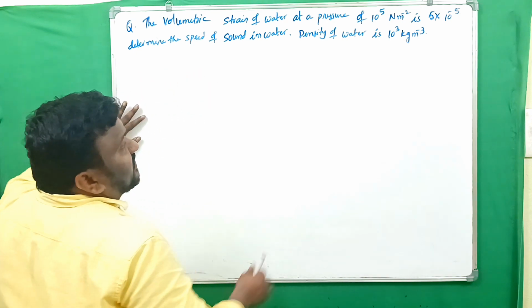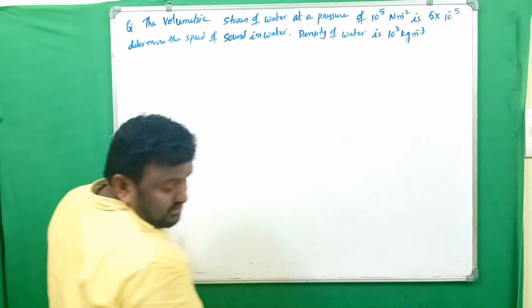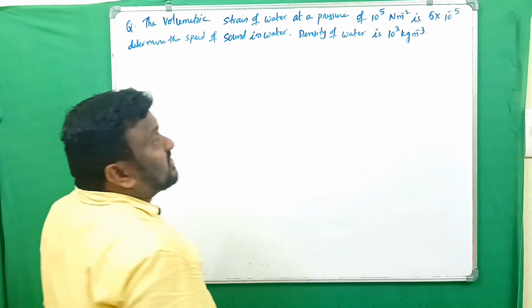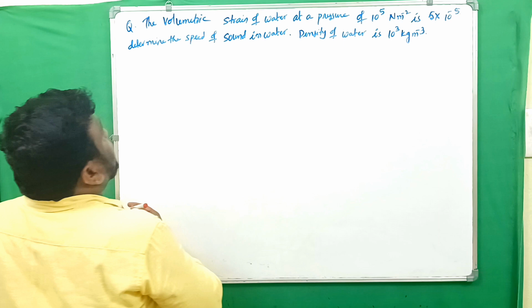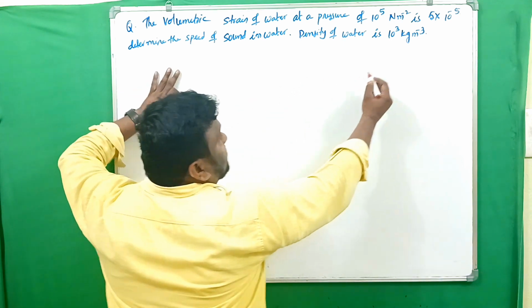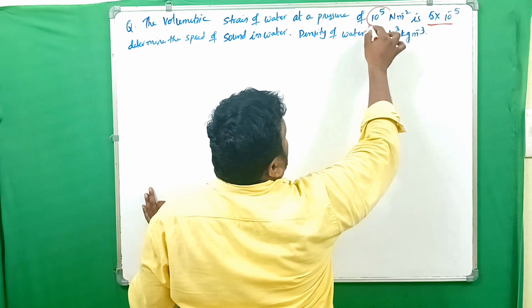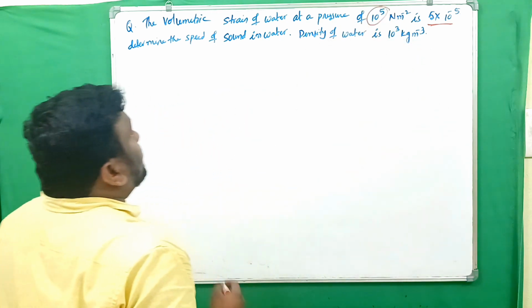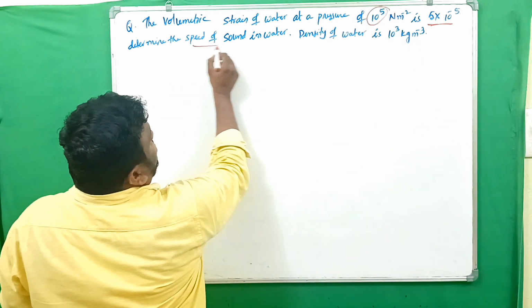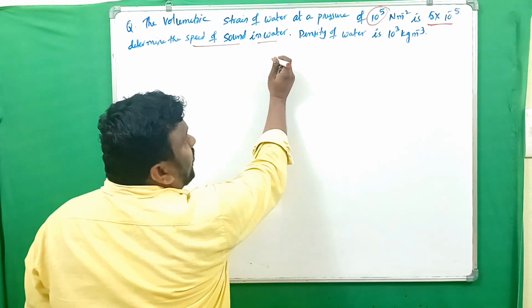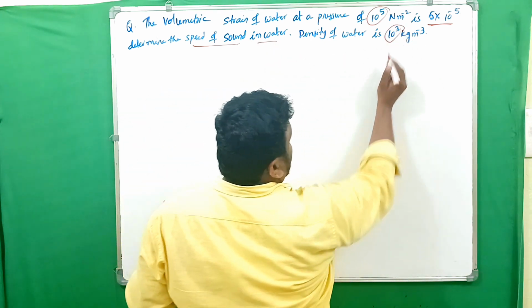Density of water is 10 cube kg per meter cube. That is the problem. So what was given? Volumetric strain is 5 into 10 to the power of minus 5 at a pressure of 10 to the power of 5. And what do we have to find out? The speed of sound in water. And the density was given, 10 cube.